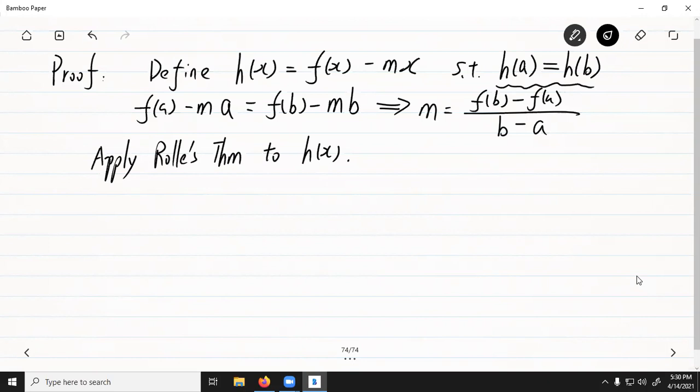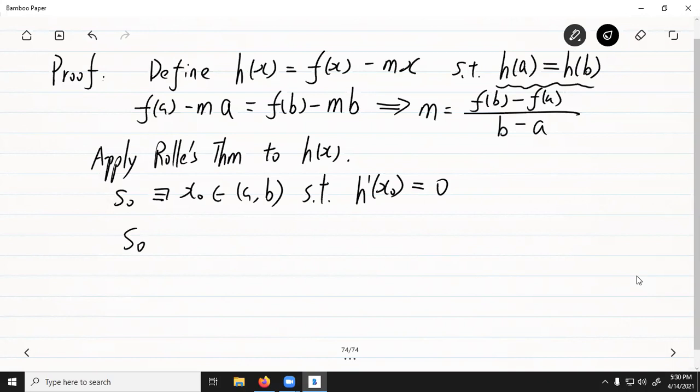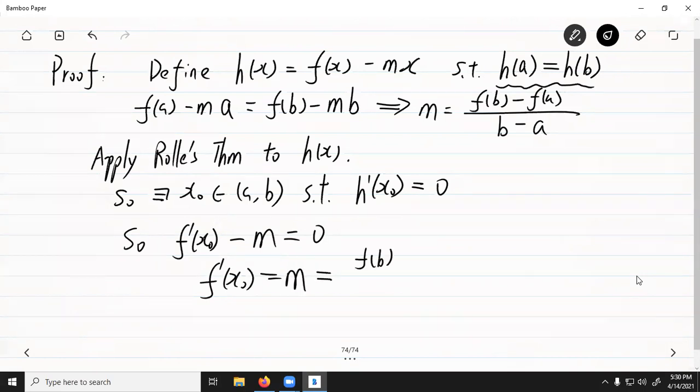So apply this, so there exists some x0 between a and b, such that the derivative of h at x0 is equal to 0. So what does this mean? h is equal to f minus mx. So we take the derivative. So it would be f prime minus m is equal to 0. So f prime of x0 is equal to m. So what is m? We have to choose this m, which is f of b minus f of a over b minus a. Then we are done. Right.